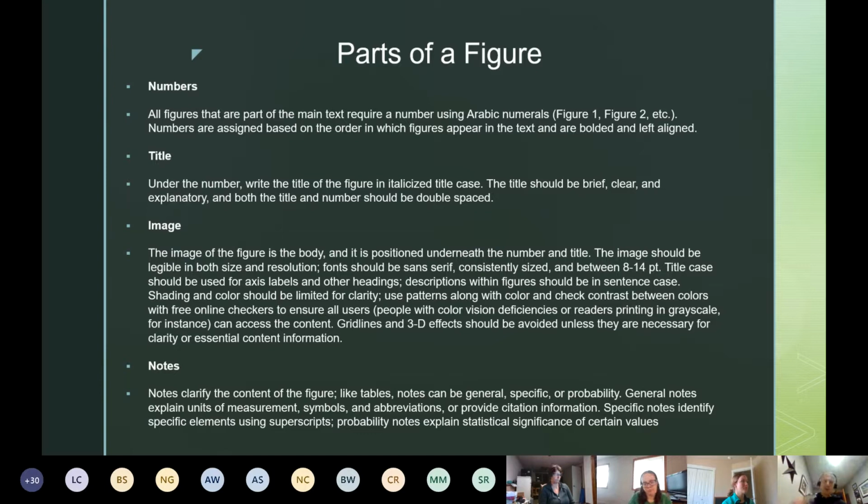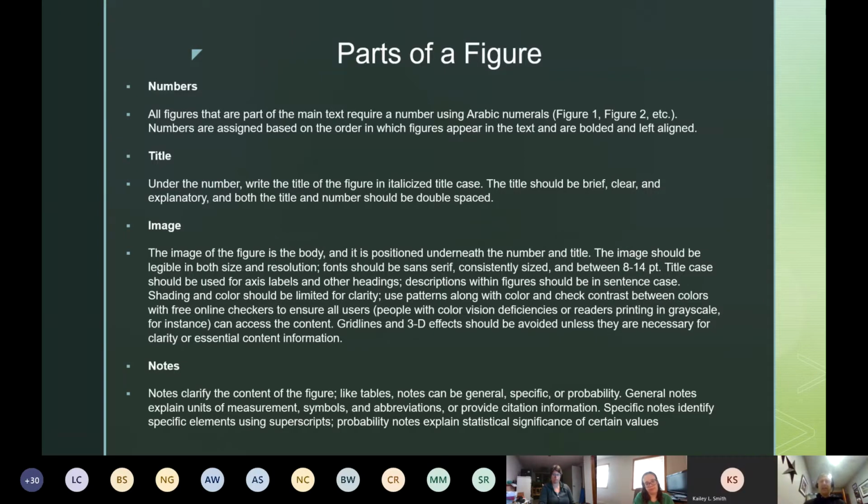Underneath the number, so you'll hit return and it'll be double spaced, and then you'll have the title of your figure. So most of you, I would guess, would say thematic analysis or data analysis. And you're going to italicize the title of your figure. It should be brief, clear, explanatory, and both the title and the number should be double spaced. So title or figure 1, return, double spaced, data analysis, which should be italicized. Underneath that will also be double spaced, and then is your actual image.